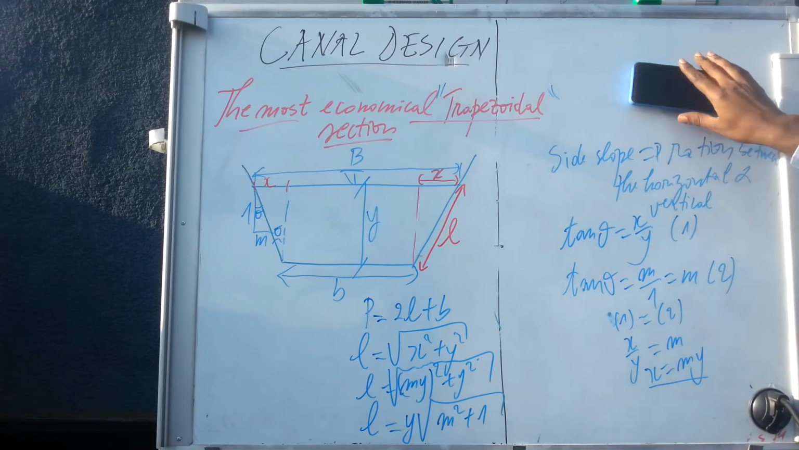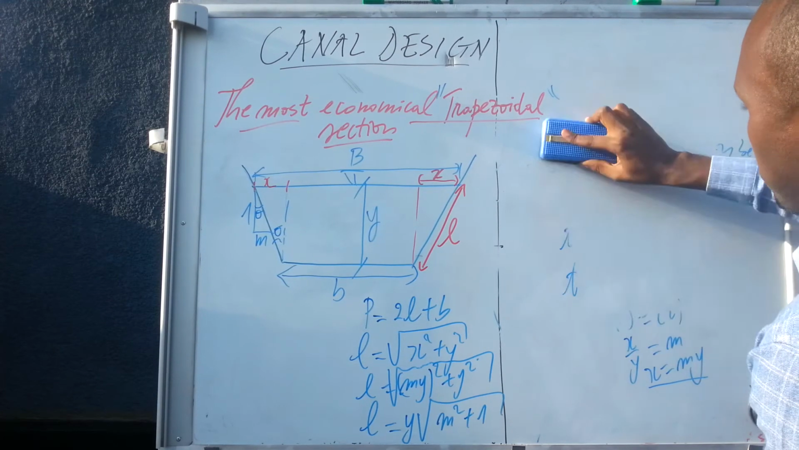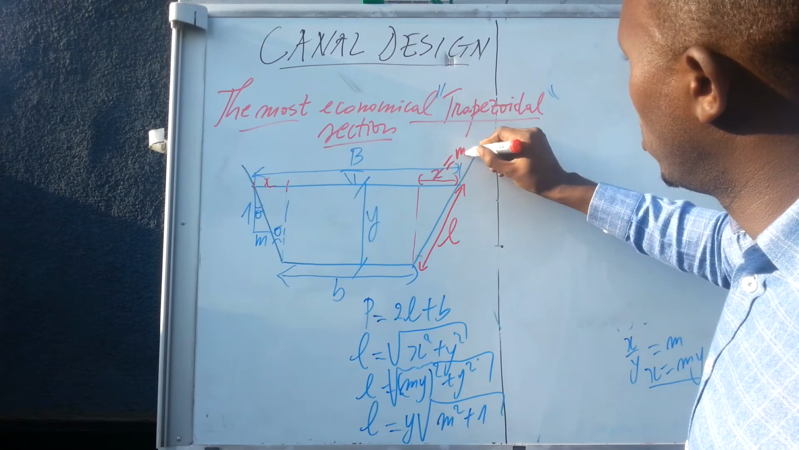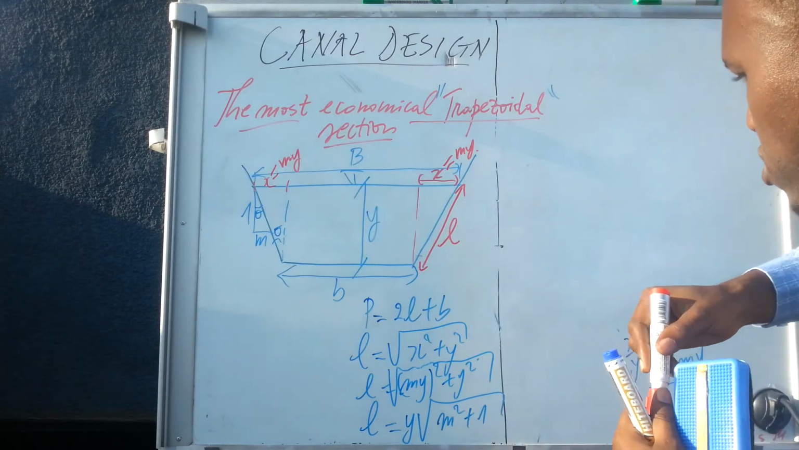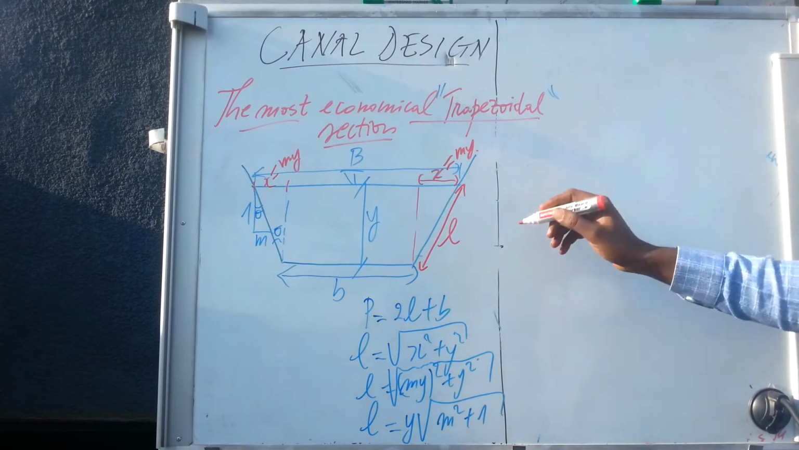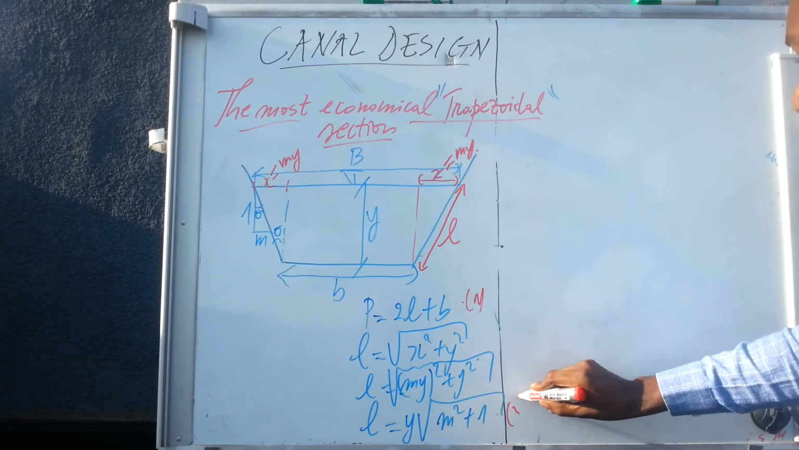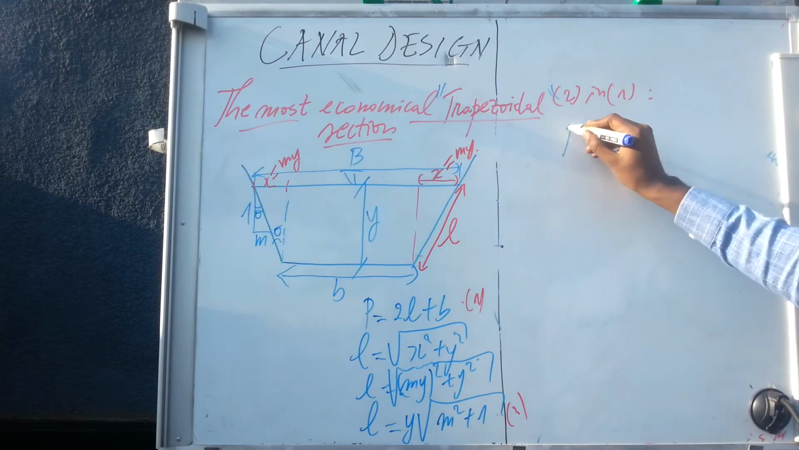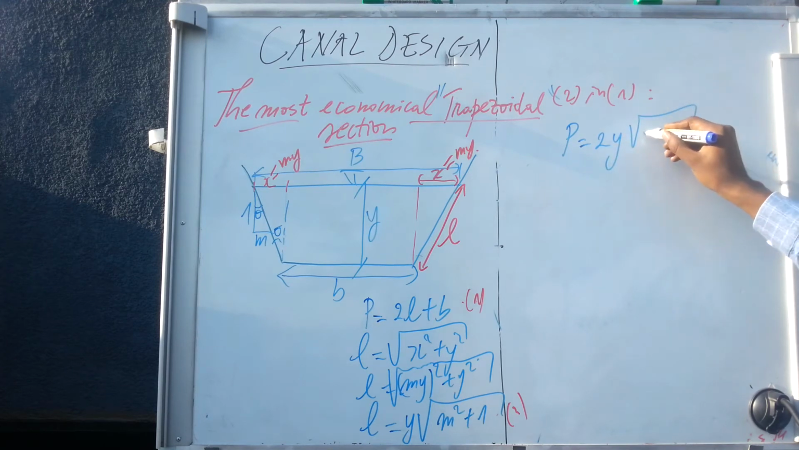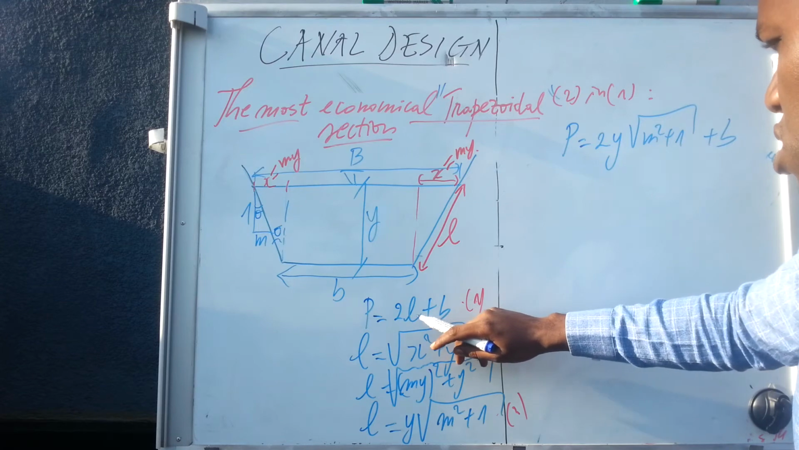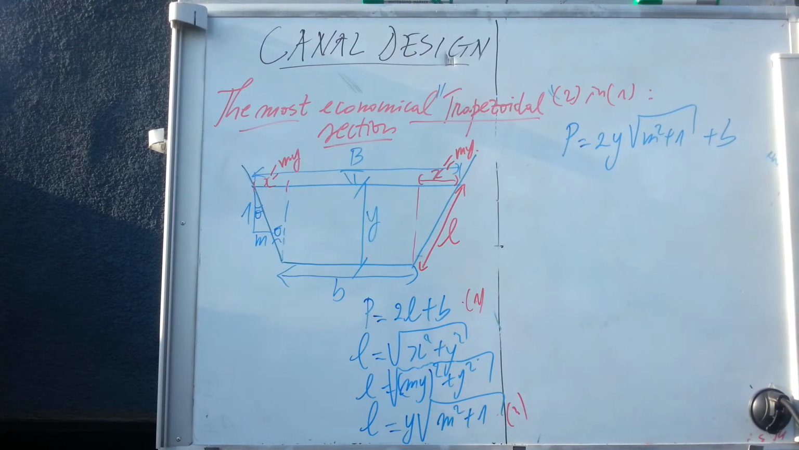What else? We can say that this is X, which is equal to my. This is also equal to my. So what can we say about P? You can replace this in this. Let's call it 1 and 2. So 2 in 1, what do we get? You get P equal to 2 times Y times the square root of M squared plus 1, plus B. So that is the wetted perimeter in a function of side slope.